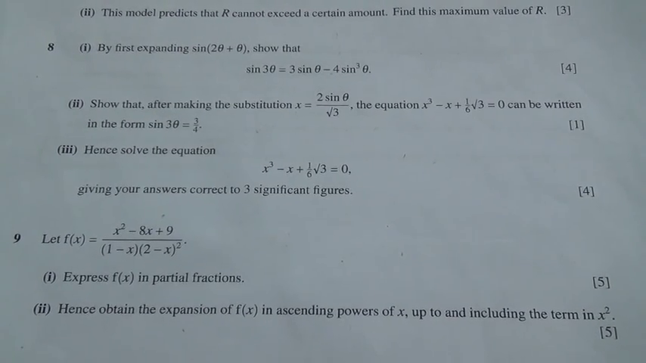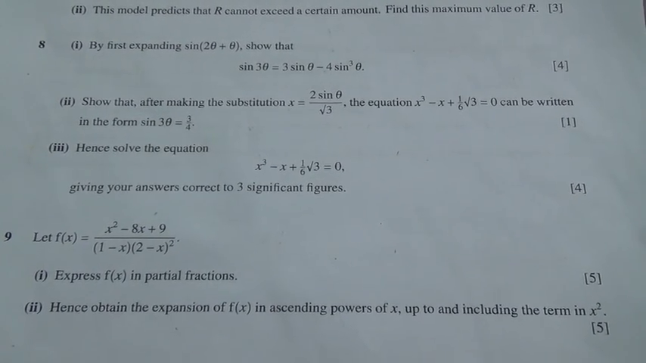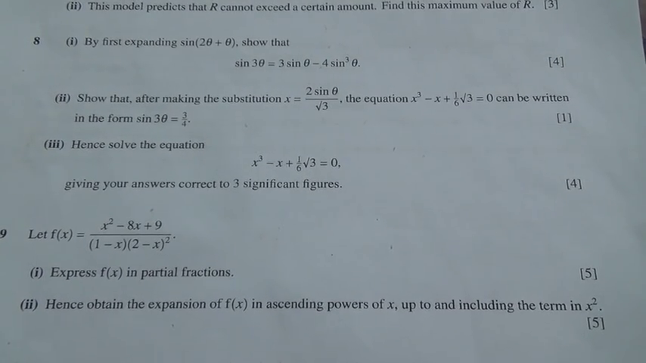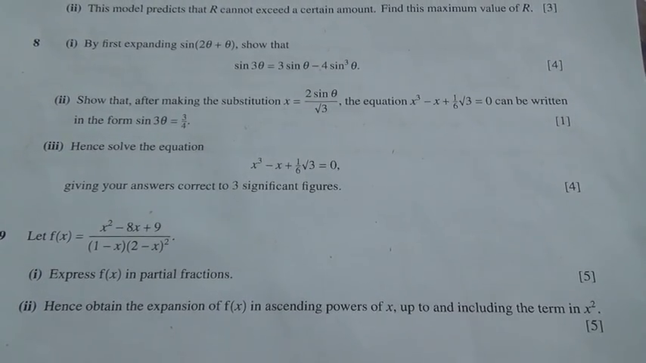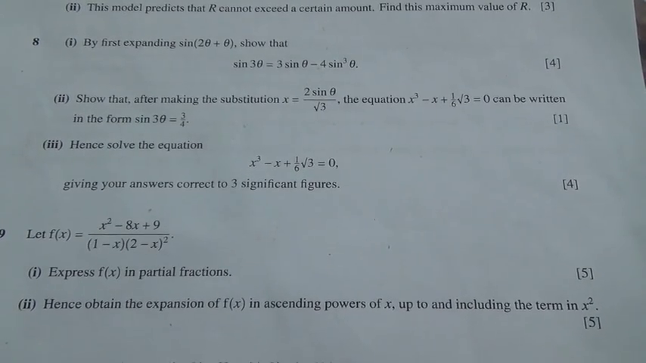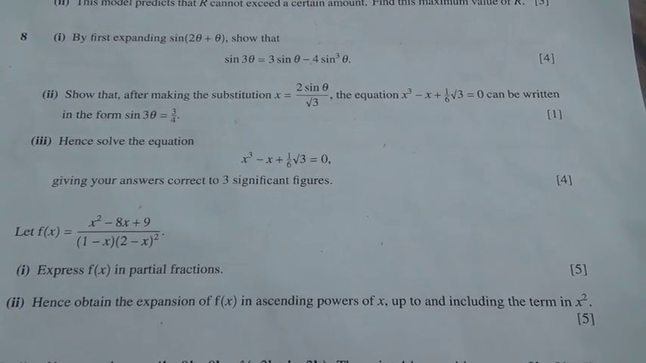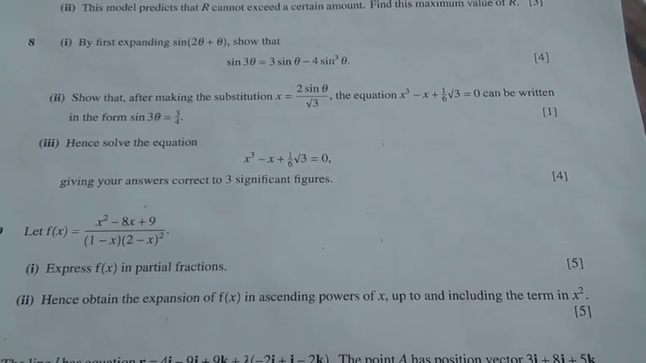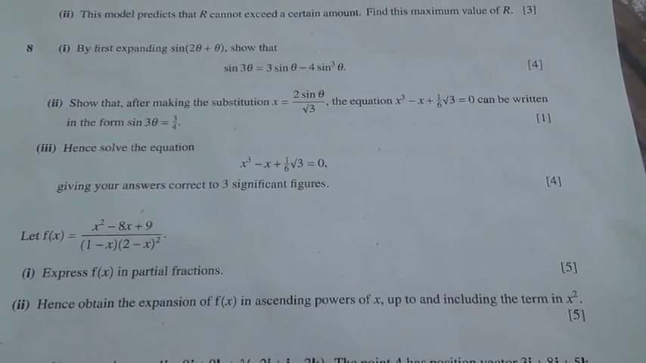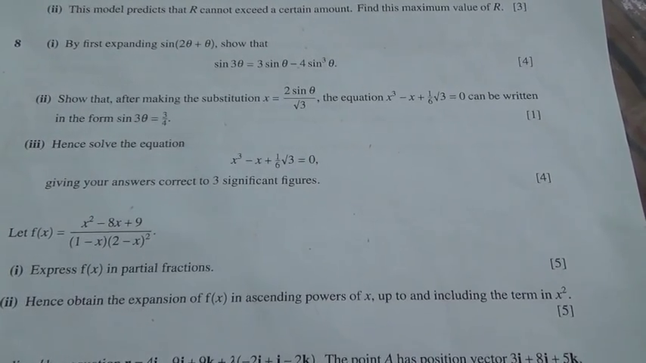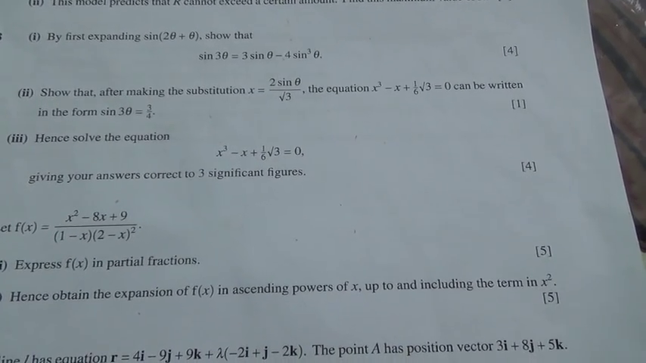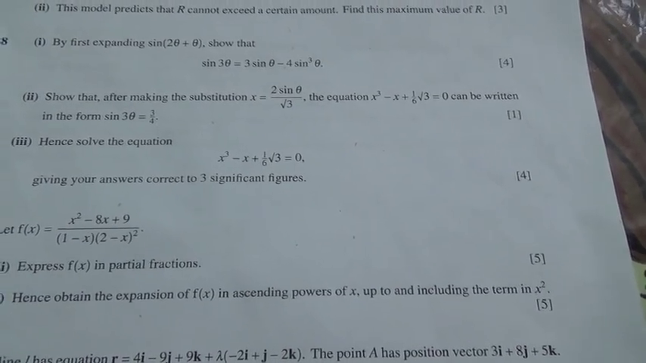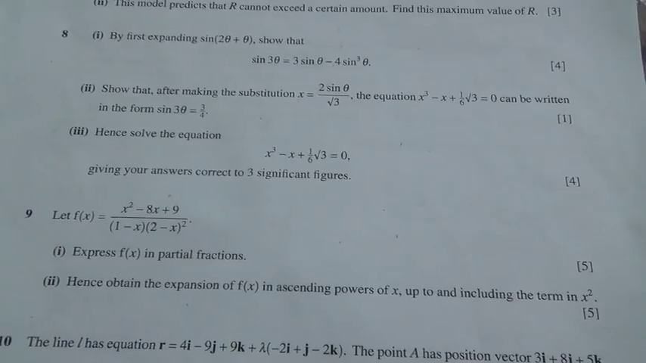Question number 9 taken from October 2014, HSC Advanced Level Maths, P3. Let f(x) equal (x squared minus 8x plus 9) over (1 minus x) times (2 minus x) squared. Express f(x) in partial fractions. Hence, for the second part, obtain the expansion of f(x) in ascending powers of x up to and including the term in x squared. Okay, 10 marks for this question.